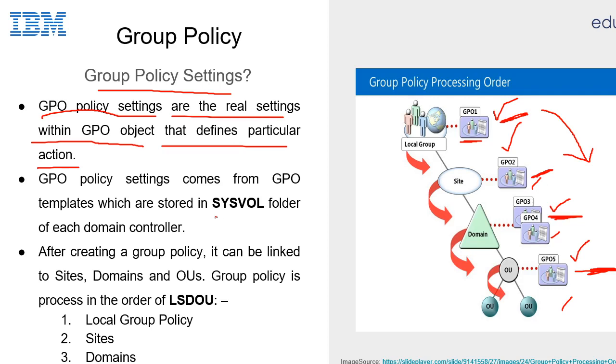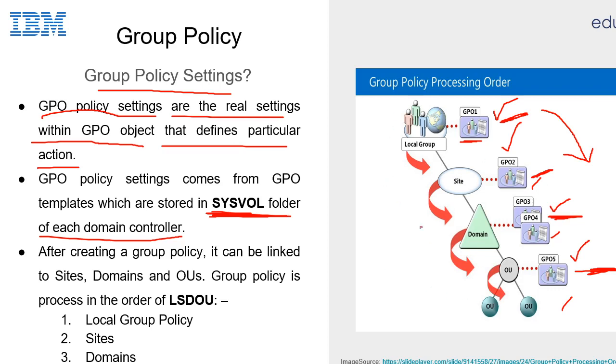So that can be stored in the SYSVOL folder. Group policy settings are stored in the SYSVOL folder of each domain controller. Here, this domain has organization units, and it can be controlled by different organization subunits. So the group policy objects' policy settings will be stored in the SYSVOL folder in each domain controller.